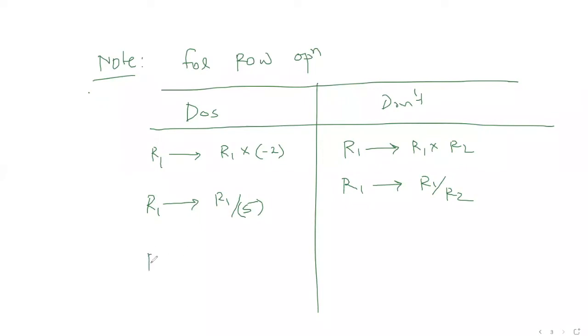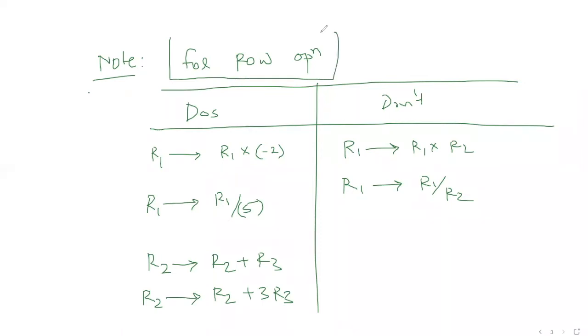Can you do row 2 becoming row 2 plus row 3? Yes, you can. Can you do row 2 becoming row 2 plus 3 times row 3? Yes, you can. So these are all do's and these are all don'ts. Only thing is you're not allowed to multiply two rows. You're not allowed to divide two rows. You cannot divide row 1 by row 2. That is not allowed in your normal row operations.